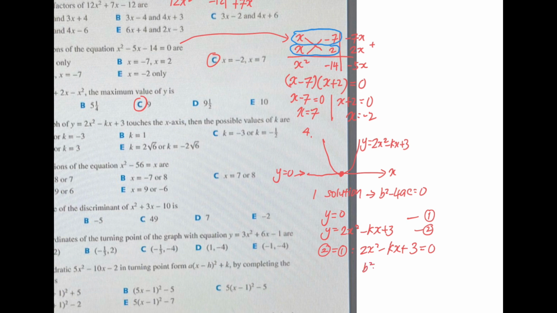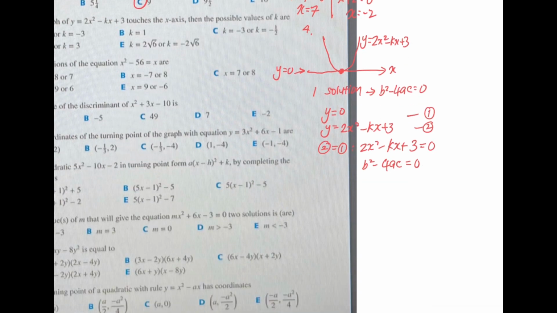Then we use the b squared minus 4ac equal to 0. Of course, we have to know that our a is 2, our b is minus k, and our c is 3. So you will realize when I take a, b, c, I don't take the x. I just take the number in front of x. And now I apply the formula.